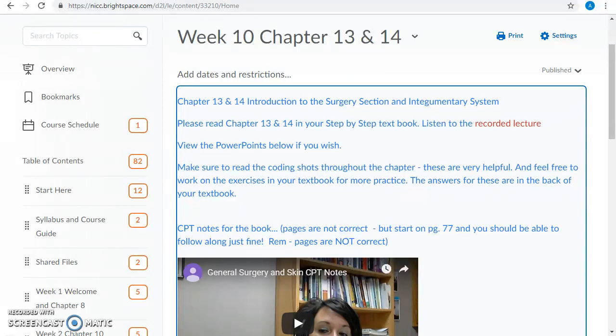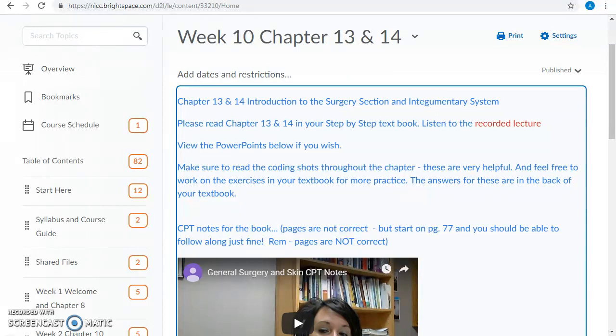Locate code 19100 in your CPT manual. Here it is. It says, biopsy of breast, percutaneous, needle core, not using imaging guidance, and then in parentheses it says separate procedure. The breast biopsy code 19100 has the words separate procedure in parentheses after the full code description.